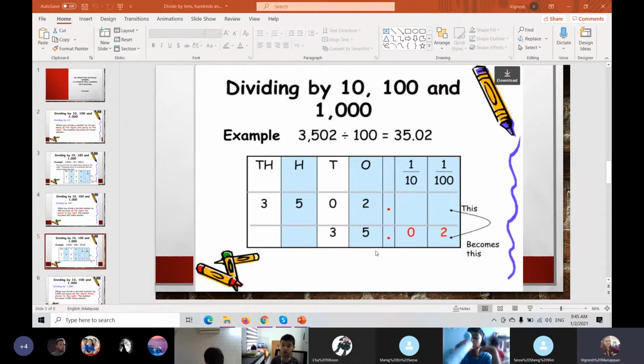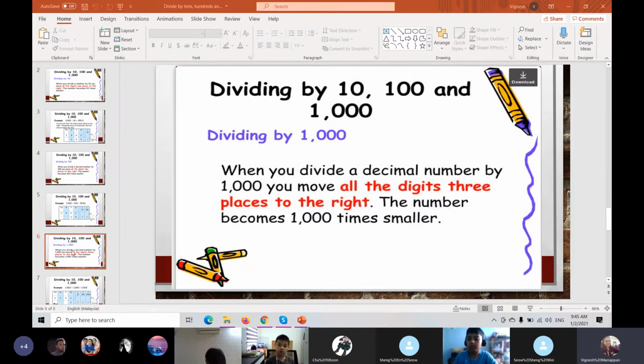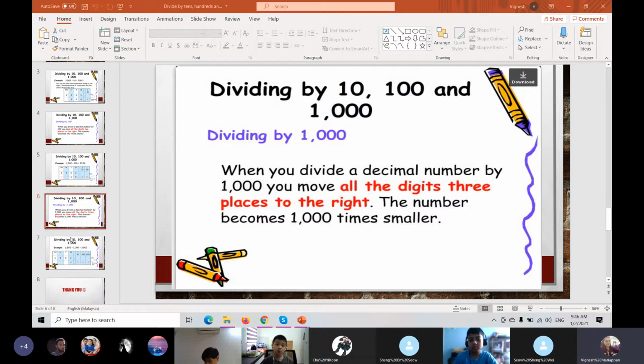How to identify the place value? Can you understand or not, class? Yes, teacher. Okay, good. Dividing by 1000. That's all. Today our topic is only divide by tens, hundreds and thousands. Now dividing by thousands. When you divide a decimal number by 1000, you move all the digits 3 places to the right. The number becomes 1000 times smaller. We can see the example here.